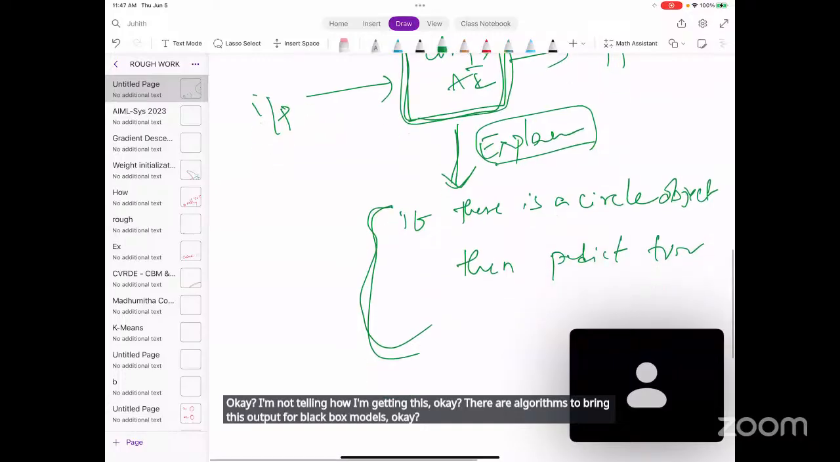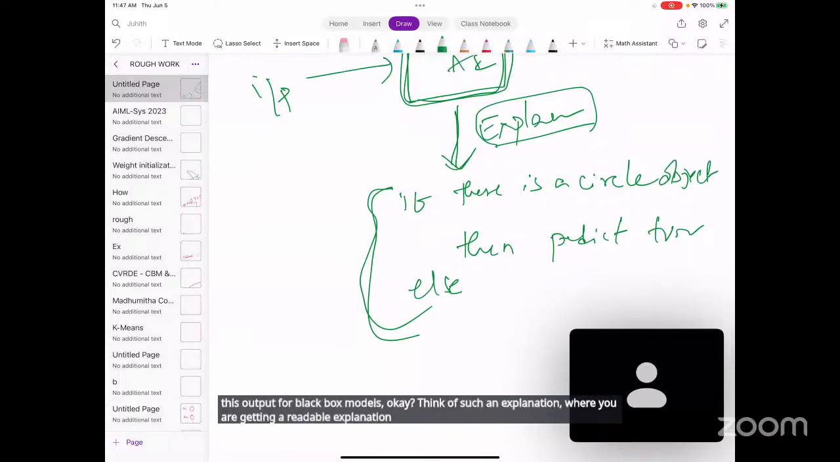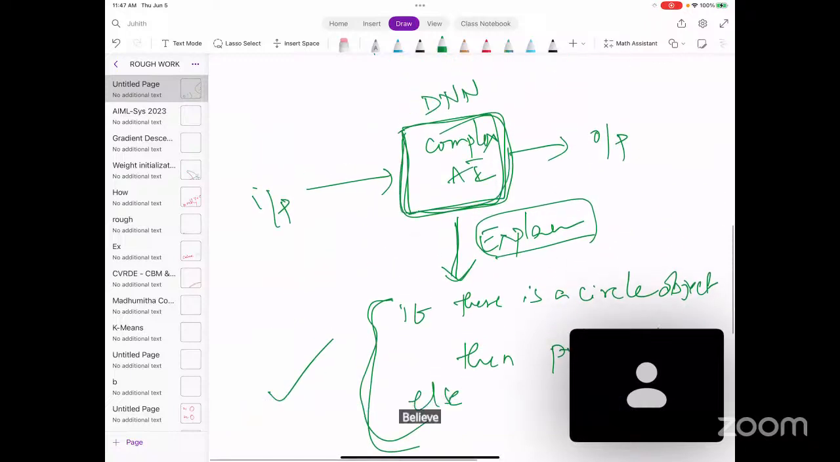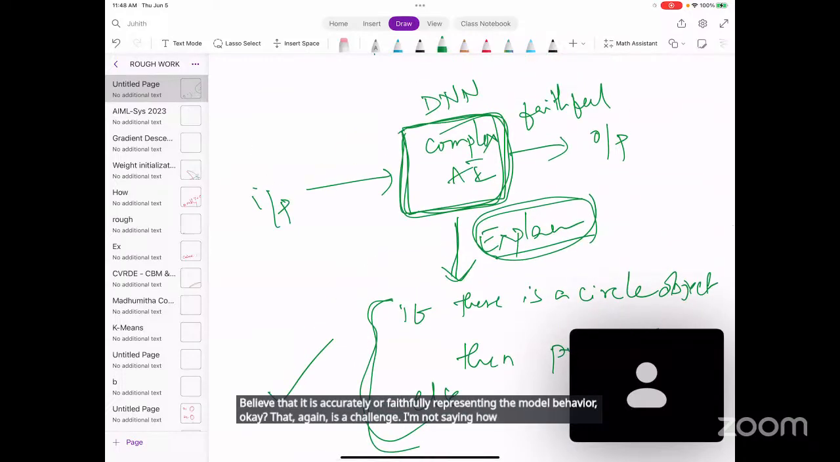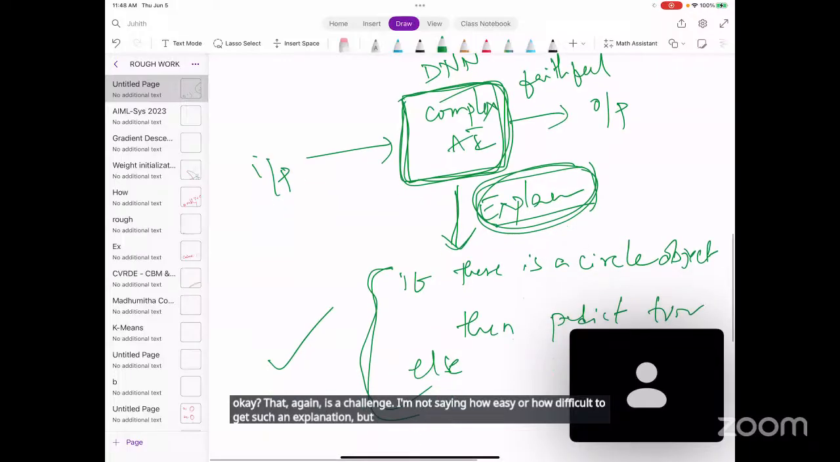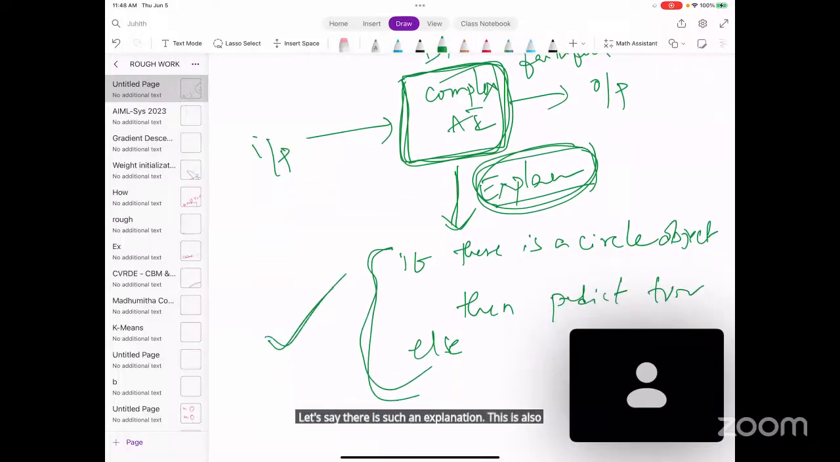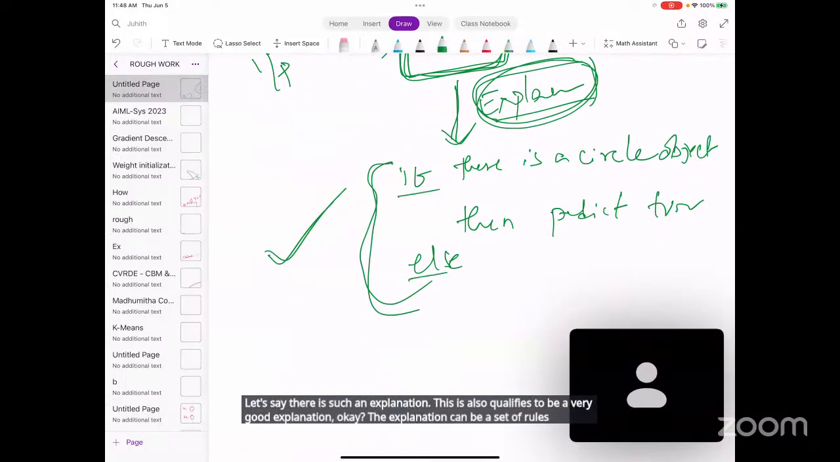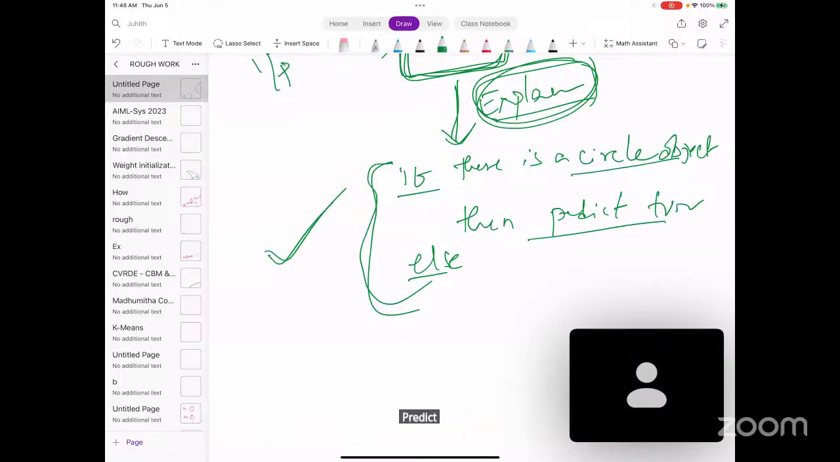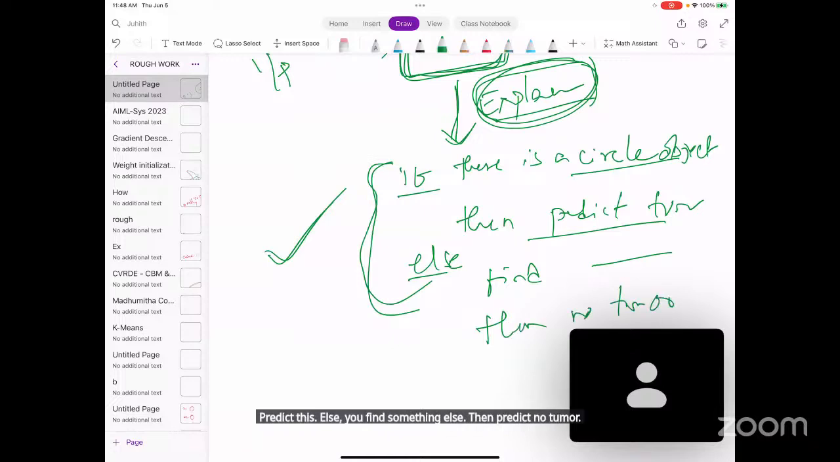Think of such an explanation where you are getting a readable explanation. This qualifies to be an explanation because it is easy to understand, and it is also believed to be accurately or faithfully representing the model behavior. That again is a challenge. I'm not saying how easy or how difficult it is to get such an explanation, but let's say there is such an explanation. This also qualifies to be a very good explanation. The explanation can be a set of rules like a program. If you find this, predict this. Else, if you find something else, then predict no tumor. I'm just giving you an example.